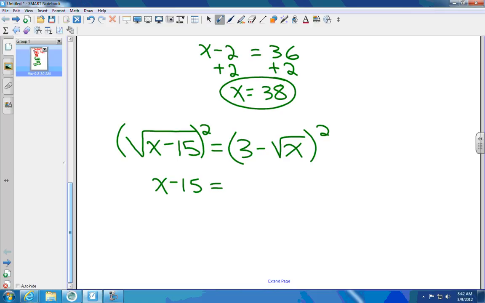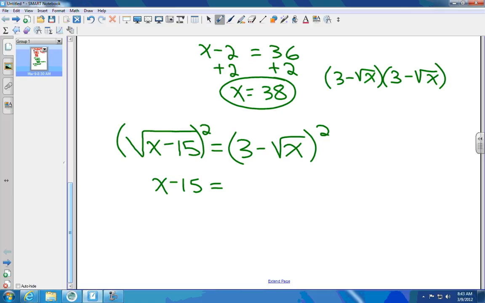You're the only one to do that? You gotta FOIL it. That is a binomial square. 3 minus square root x and 3 minus square root x, multiplied together. FOIL. Must FOIL. There will be a ton of you that will write 9 minus x right there. This guy. So what's first?